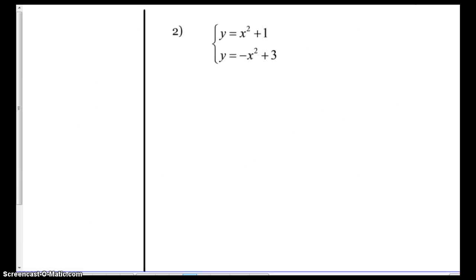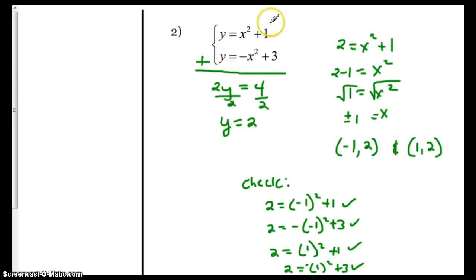Okay, for number 2, I decided to use elimination. This system sets up really well for elimination since you can add the equations and it would already eliminate the x squared term. So I went ahead and started with elimination and added the two equations. So y plus y is 2y, and then x squared minus x squared would be 0, and 1 plus 3 would be 4. So you're left with 2y equals 4, and then to solve for y, you divide everything by 2, and you're left with y equals 2.